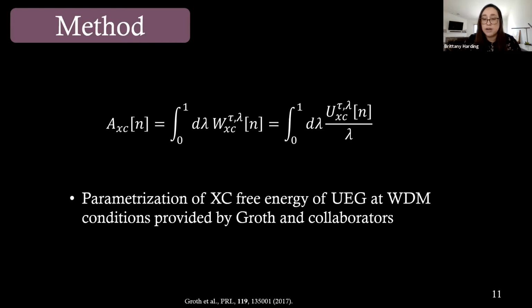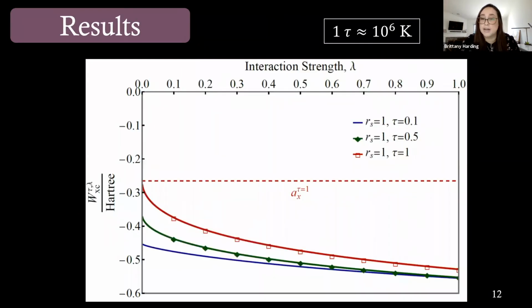Using this along with a respected parameterization of the exchange correlation free energy for the uniform electron gas at warm dense matter conditions, provided by Groth and collaborators, I was able to generate some finite temperature adiabatic connection curves. I generated these using the parameters r_s and tau, where r_s is the Wigner-Seitz radius, inversely proportional to density, and tau is the absolute temperature, which is of the order of 10 to the 6 Kelvin. It looks pretty nice and well behaved, but what about for another density?